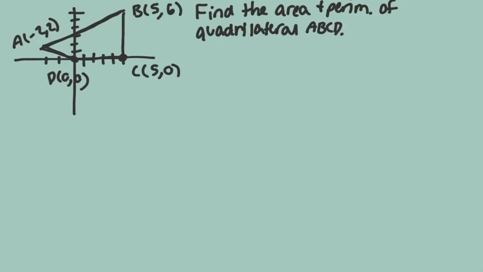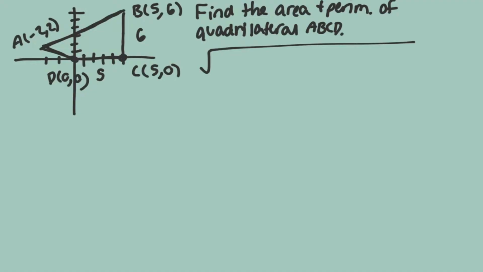We're going to find the area and perimeter of a figure on a graph. So let's find the perimeter first. We need to find each side length. Some of these we can do by counting. This one is going to be 6, and this one is 5. But the diagonals we can't do by counting, so we're going to have to do the distance formula.